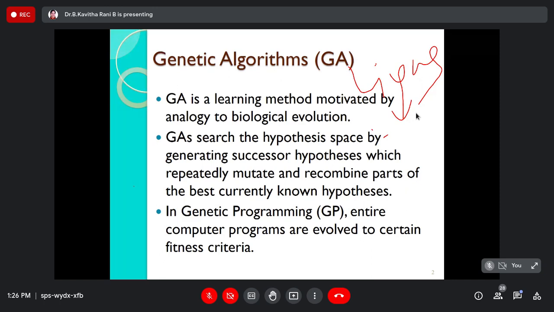Now what is happening here? It inherits the genetic properties from the previous generation. So this is nothing but a genetic algorithm. A genetic algorithm is a learning method motivated by analogy to biological evolution.